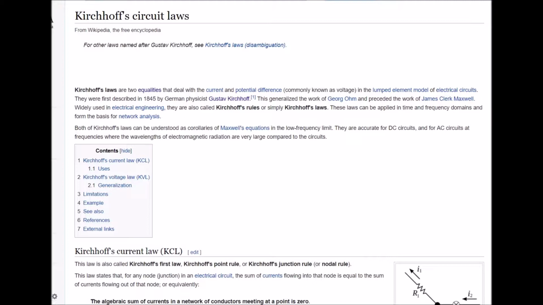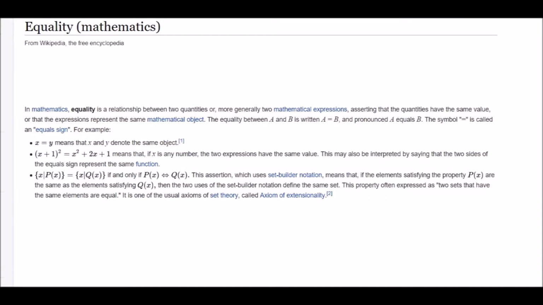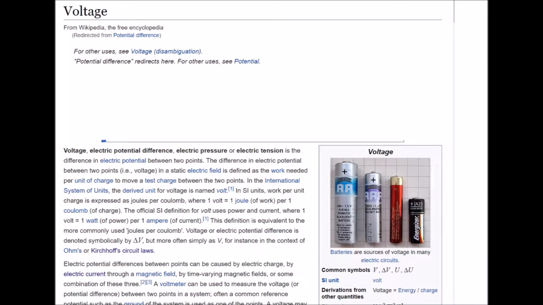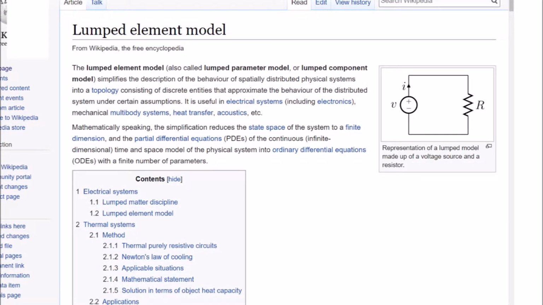Today I will be discussing Kirchhoff's law, so just bear with me. So here we go. Kirchhoff's circuit laws. Kirchhoff's laws are two equalities that deal with the current and potential difference, commonly known as voltage, in the lumped element model of electrical circuits.